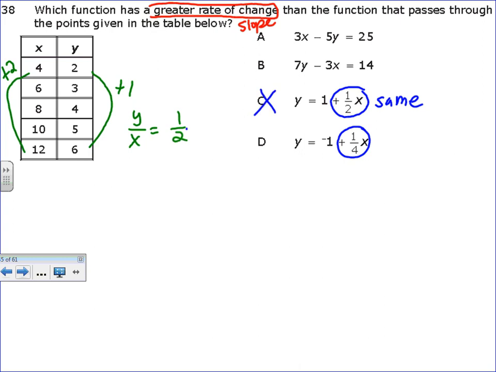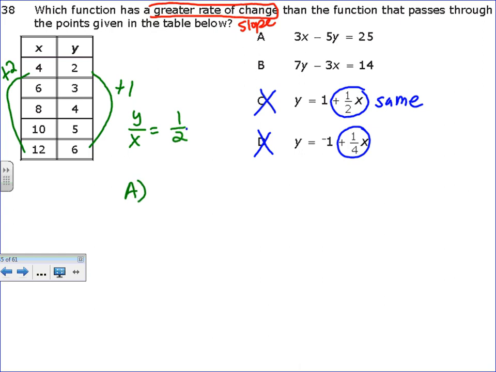Hopefully you know that 1/4, a fourth of a pizza, is smaller than a half of a pizza. So this one does not work because it's less than. Now I've ruled out 2 answer choices. The problem with A and B is that they are both not in y-intercept form. So I have to change them to y-intercept form so I can find the slope. I'm going to work out A right here.